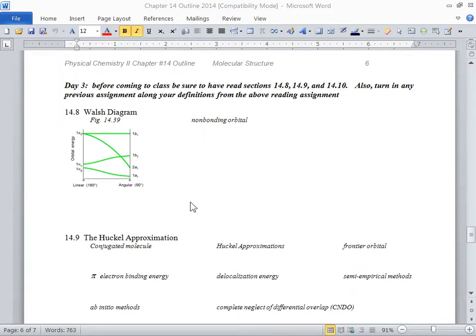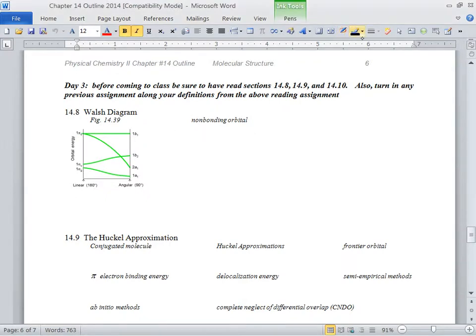Okay, and so right off the bat, they're talking about a Walsh diagram, but a Walsh diagram has everything to do with symmetry, and everything to do with symmetry is chapter 15, so there's really not a whole lot of point to talk about the Walsh diagram. It's just saying that if you have the same symmetry, those lines can't cross, so I wouldn't even really worry about the Walsh diagram. So it's not going to be on our test. I wouldn't worry about it.